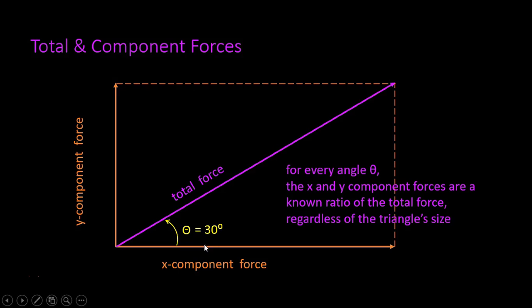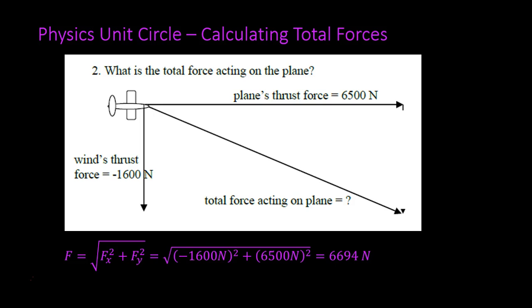Suppose theta was 30 degrees from the positive x-axis measured counterclockwise. The x component would be 0.87 of the total force, or 87% of the total force. And the y component would be 0.50 of the total force, or 50%. Now we're going to move on and learn how to use trigonometry to accomplish the same thing.